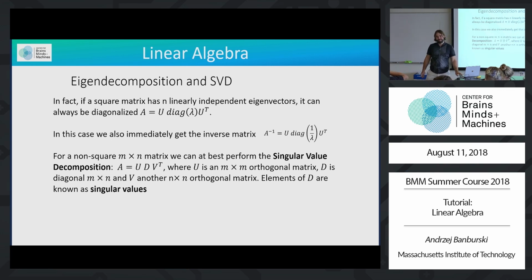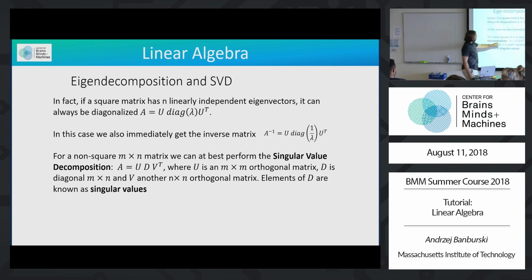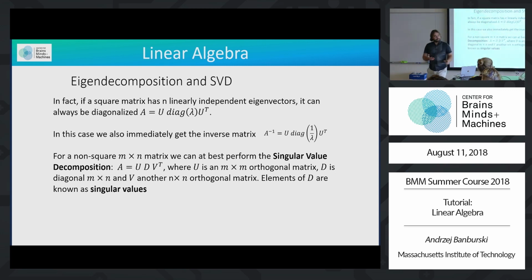Question? For U and V, are they orthogonal to each other? No. They're orthogonal matrices, which means the transpose is equal to the inverse. So U times U transpose is the identity, and V times V transpose is the identity. But they're not orthogonal to each other.